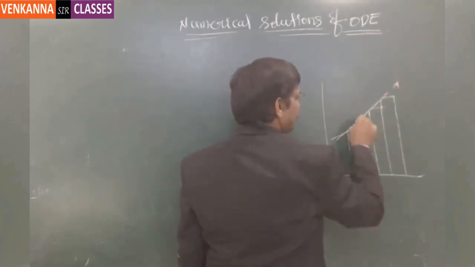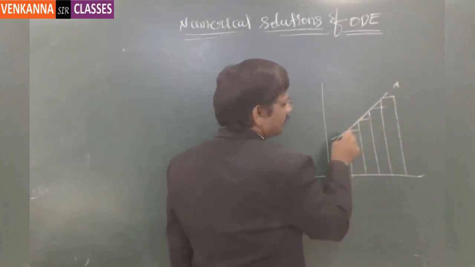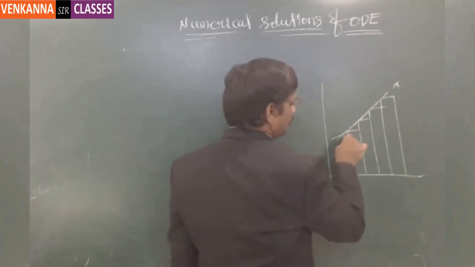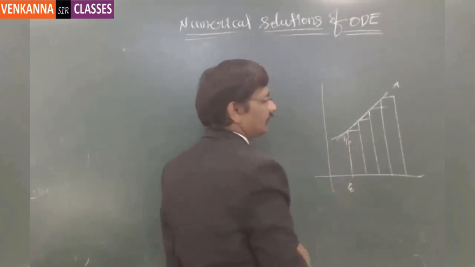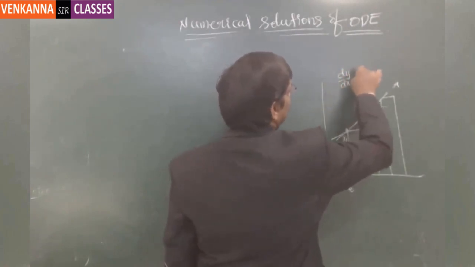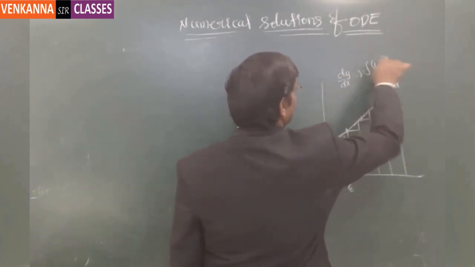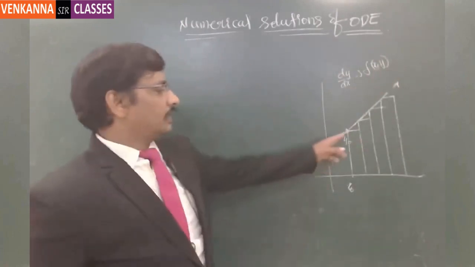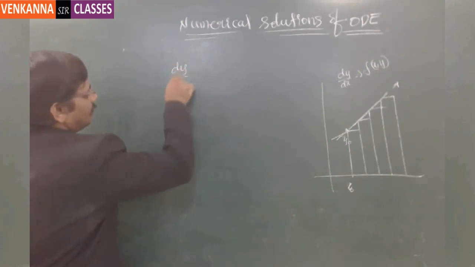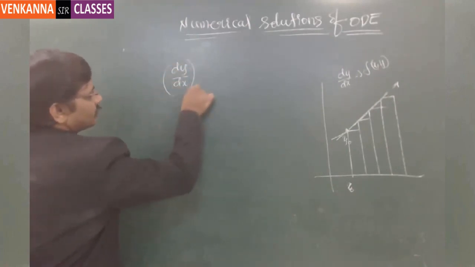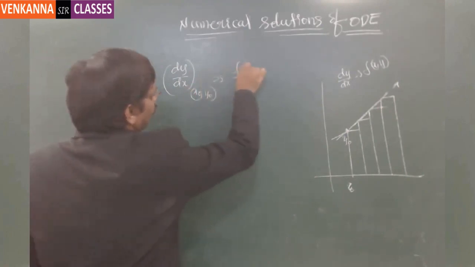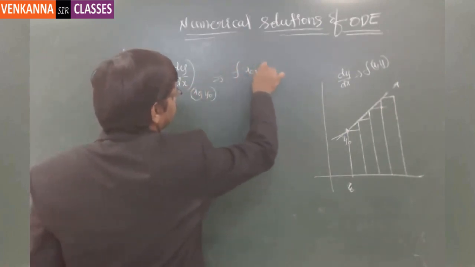And then from this tangent slope, this is x naught and this value is y naught. So this is the height, y naught. So the tangent value dy by dx is equal to f of x comma y, which is the curve we wanted to trace. So the tangent slope dy by dx at x naught and y naught is f of x naught comma y naught.